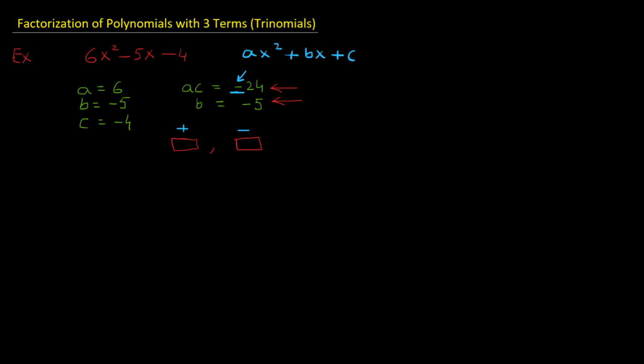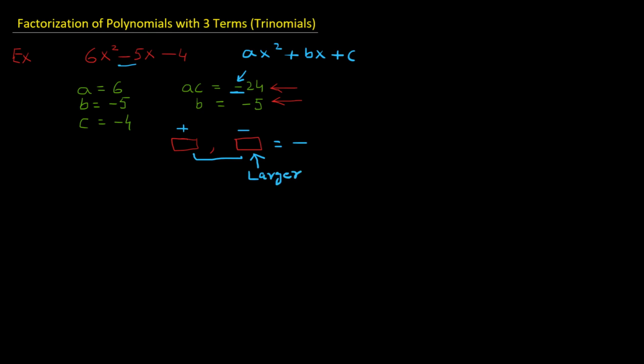Now if you look at the sign of B, the sign of B is negative. And what this tells us is, because when we add those two numbers, we get a negative sign, it means the larger number will have the negative sign. So you will put the larger number here. The larger of those numbers will have a negative sign.